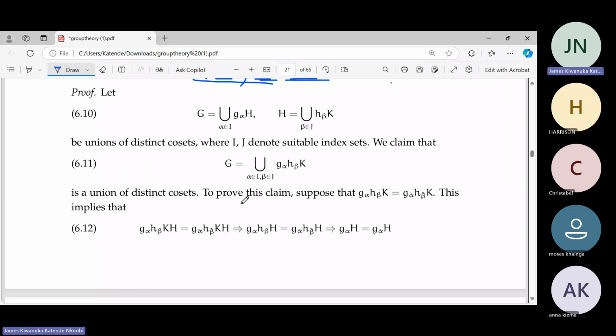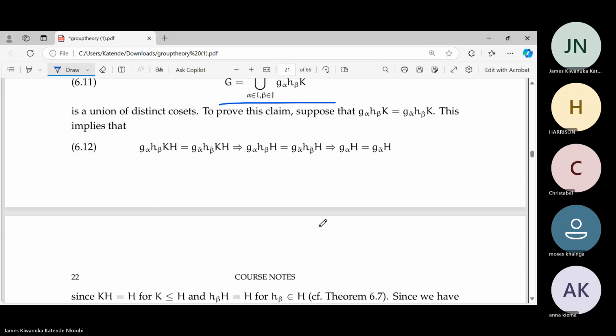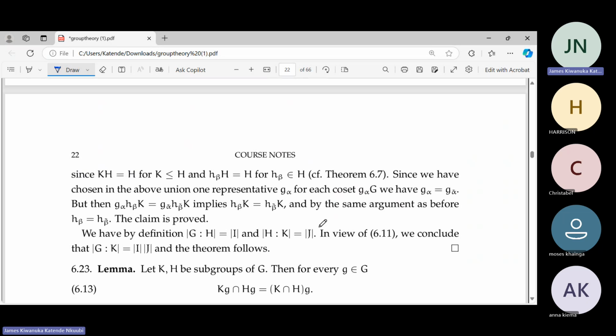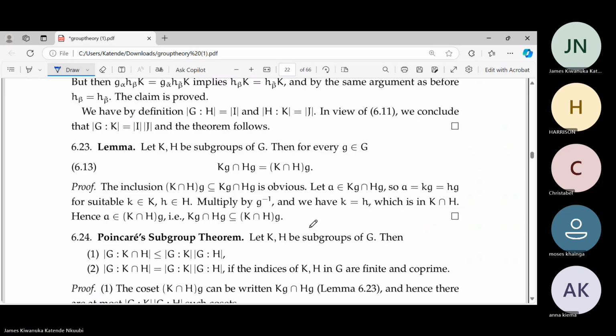So the proof again is given. It's given using left cosets, but it doesn't matter which one you choose to use. You could use the left cosets, you could use the right cosets. It will work either way. So I will leave this, try to prove it.